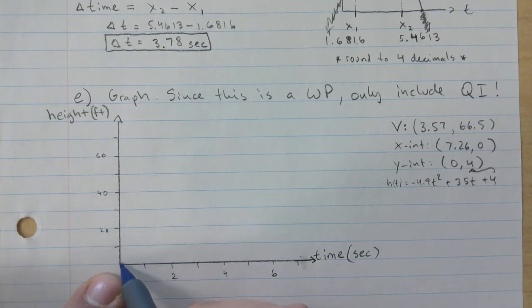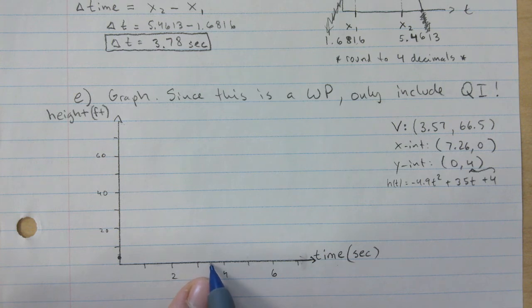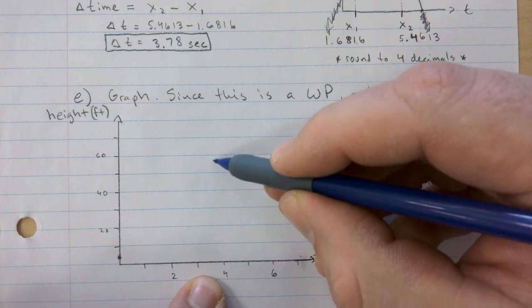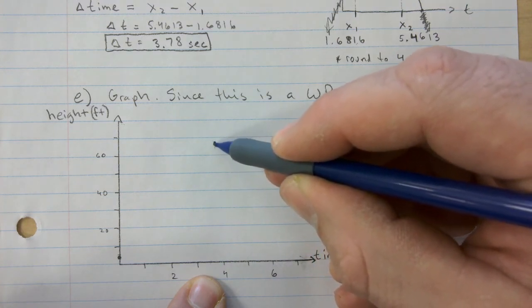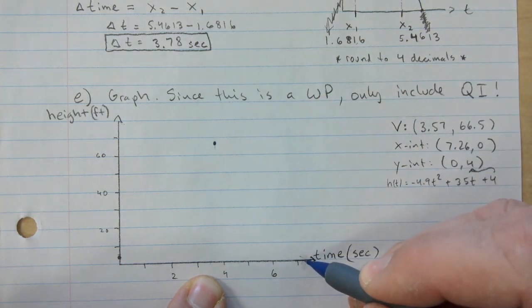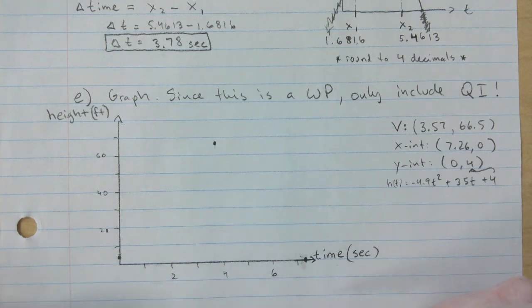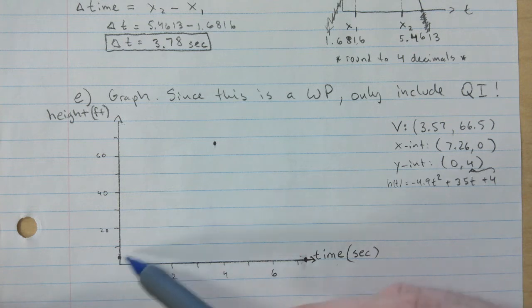So if this is 10, 0, 4, this should be 5 here, so 0, 4 is just below that. I'm going to place my vertex. This is 3.5, right about here, right? And I'm going to go all the way to 66.5. Right about there. And then 7.26 is right about here. Make sure you don't go on the origin, just a little up.